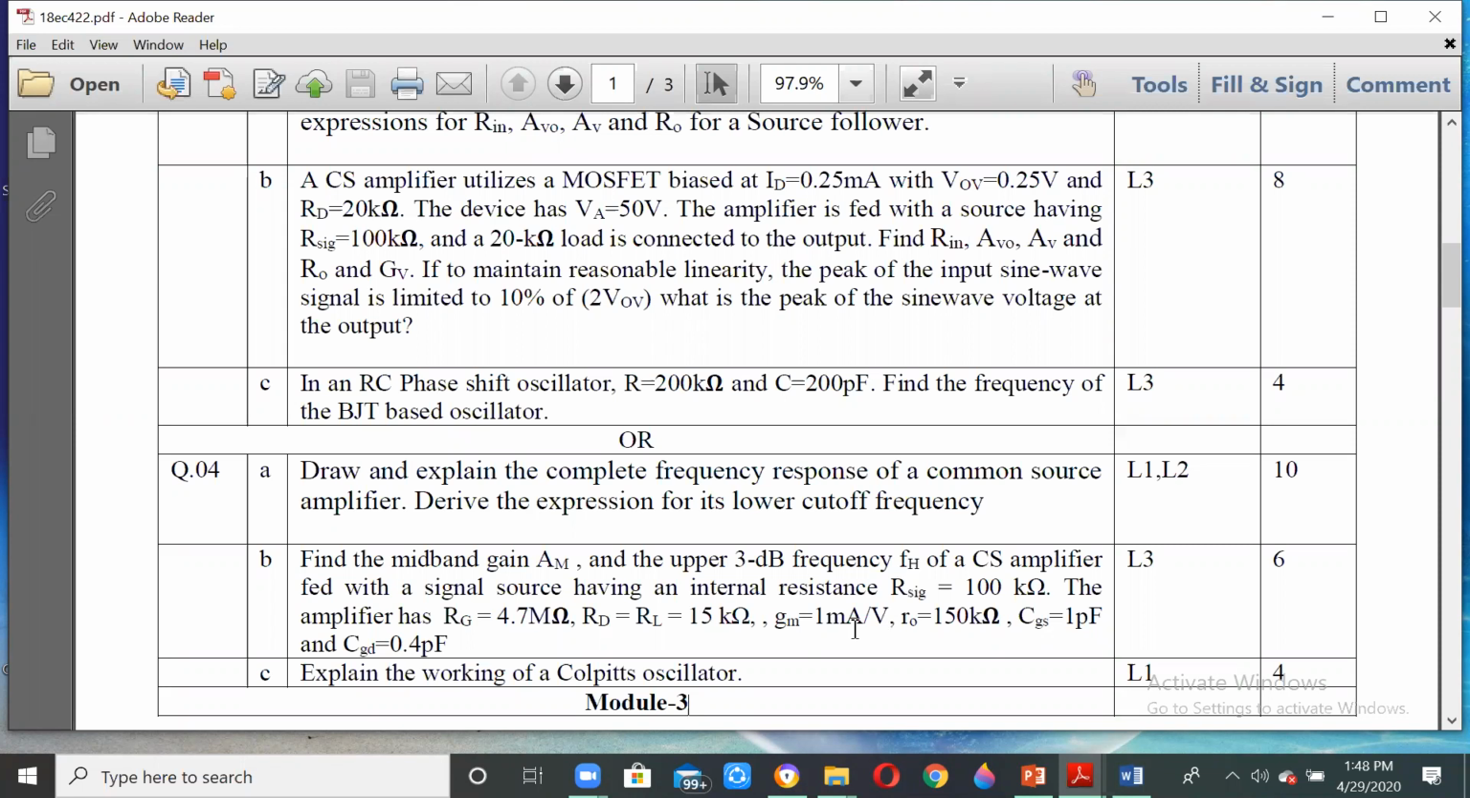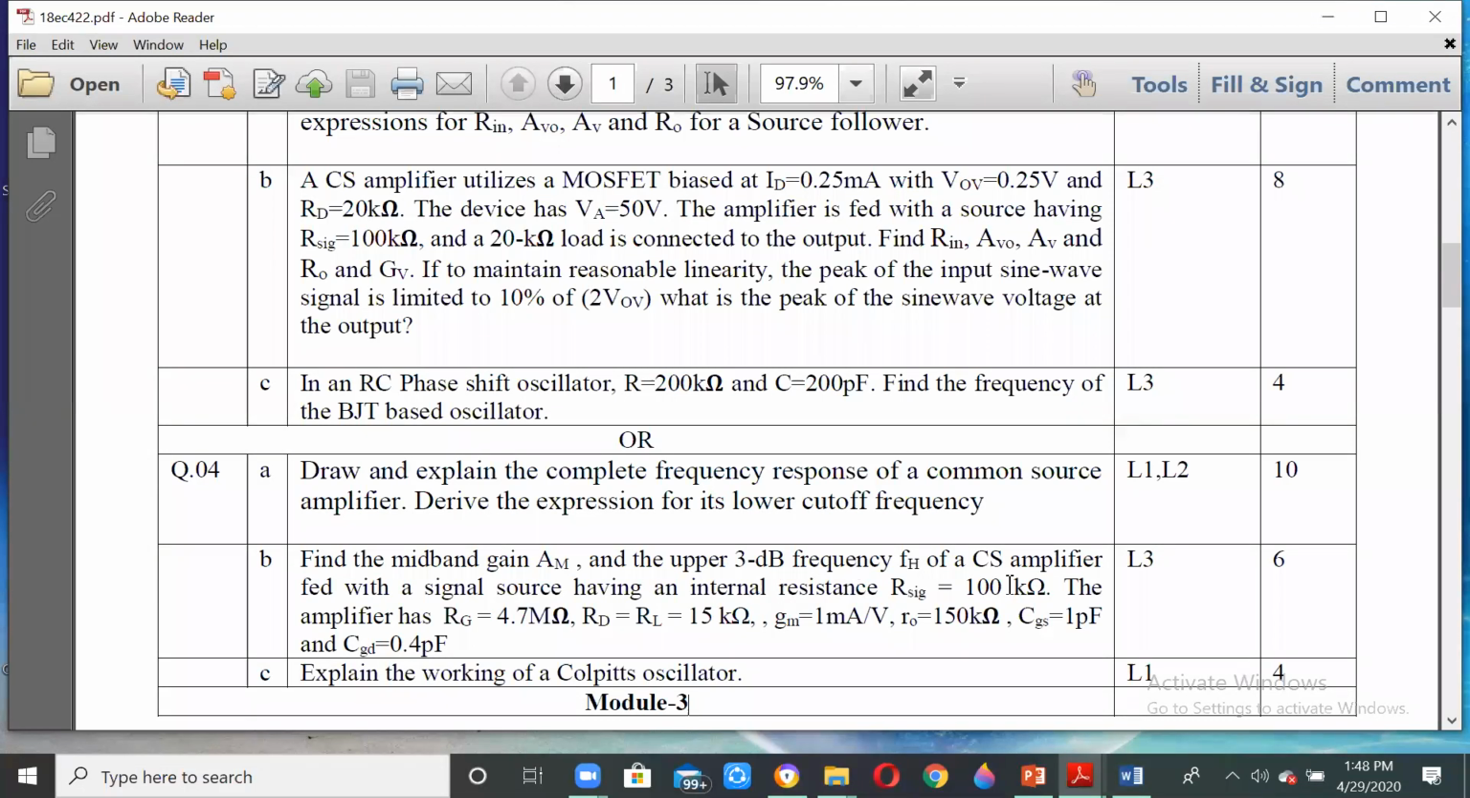AM is equal to minus RG by RG plus RC into GM RL dash. So having found the value of AM, FH will be 1 by 2 pi C in R sig dash. So the value of the R sig dash we need to find. The value of R in also we need to take. So R in is C in. C in is CGS plus CGD multiplied by 1 plus GM RL dash. So if we find that, then we'll get C in. Then it is only the R sig.